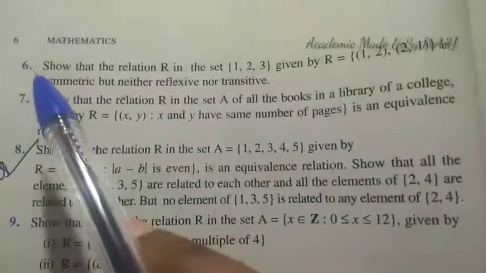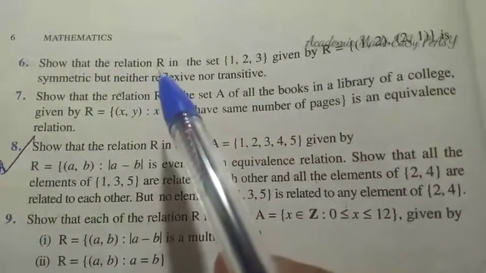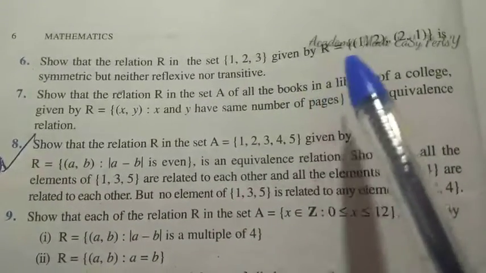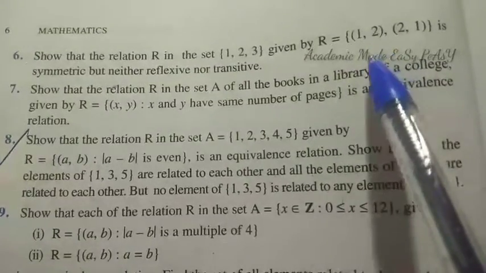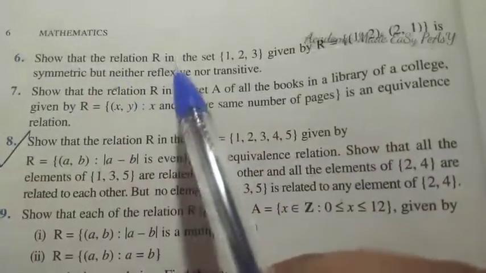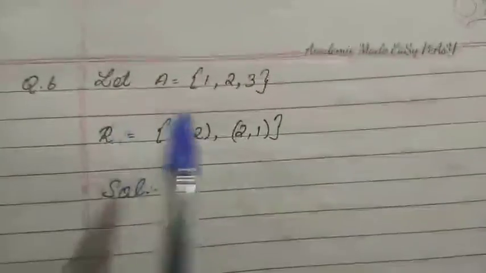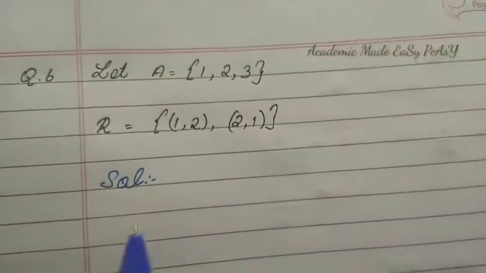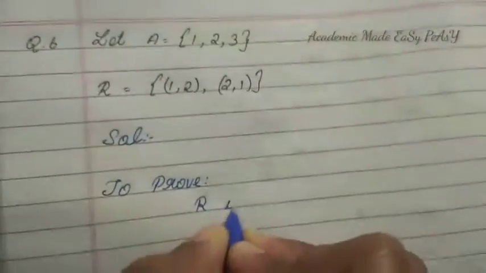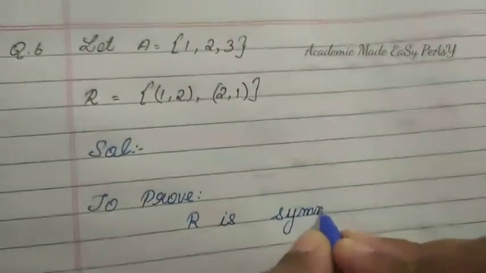So now we'll move on to question number 6. Show that the relation R in the set {1, 2, 3} given by R = {(1, 2), (2, 1)} is symmetric but neither reflexive nor transitive. So these types of questions you may get for 1 mark. So to prove R is symmetric but neither reflexive nor transitive.